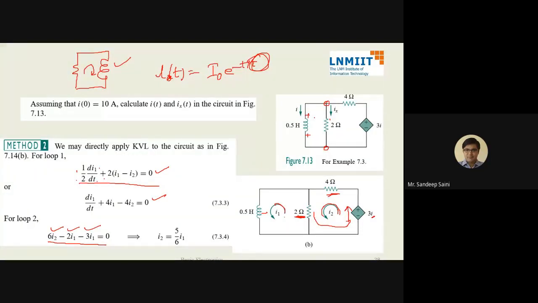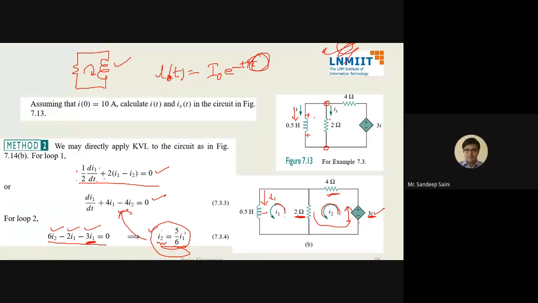Now, coming to mesh number 2, the drop across this voltage source is 3I. And what is I? I is this current, and this current is I1. So this is 3 times I1. So I get equation number 1 and equation number 2. Equation number 2 says I2 is 5 by 6 of I1. Replace this into this.